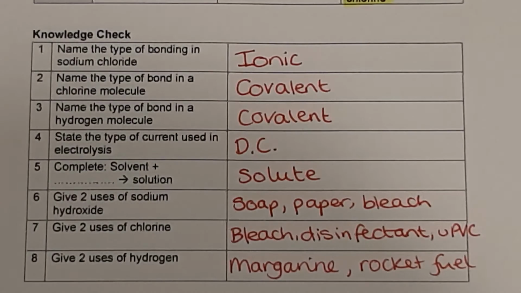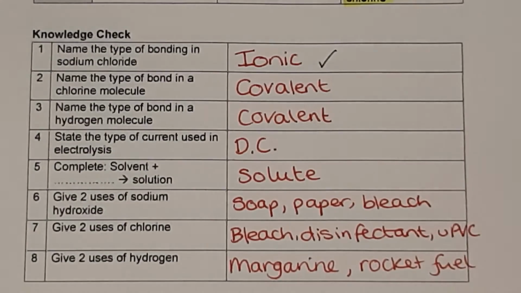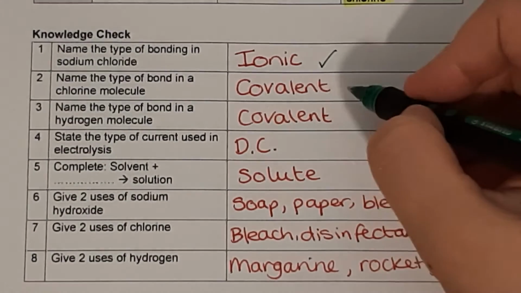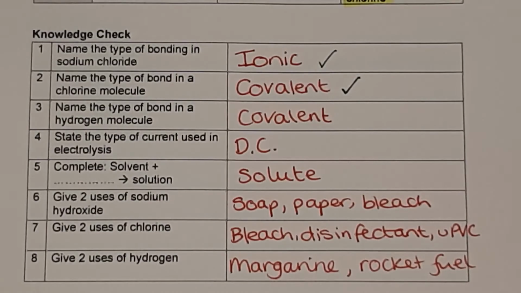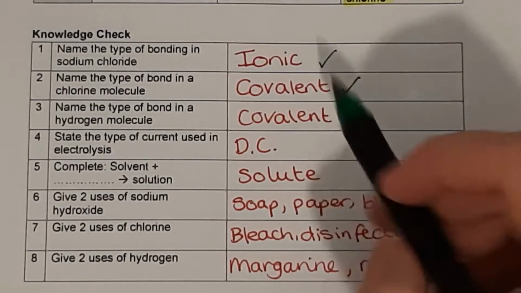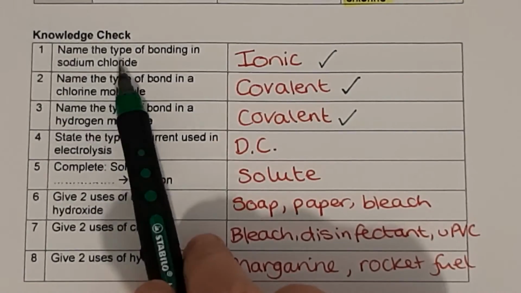Okay, so let's go through those. The type of bonding in sodium chloride is ionic. The type of bonding in a chlorine molecule is covalent because it's two non-metals. The type of bond in a hydrogen molecule is covalent, again, because it's two non-metals. Sodium chloride was ionic because it's a metal and a non-metal.